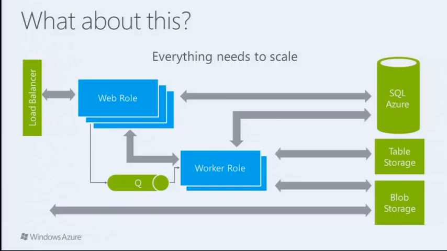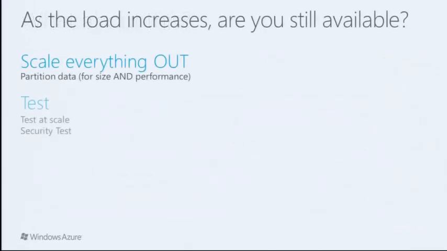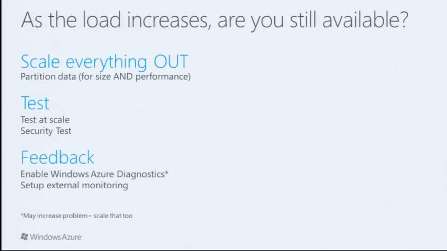So you're really taking the web role and thinking, IIS can have a certain amount of throughput, and when we want to break that, we go and deploy 2 servers. Take that same model and apply it to all of the storage and all of the dependencies that you might have. So as the load increases, are you still available?